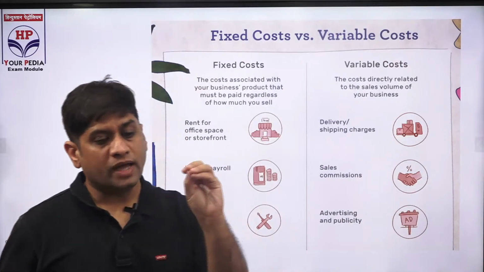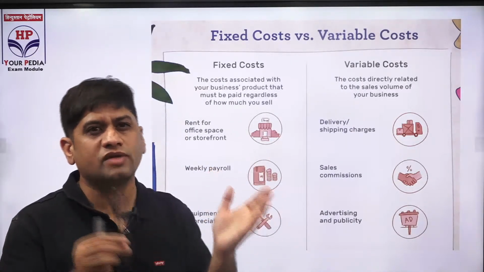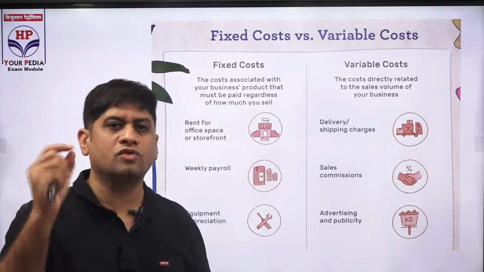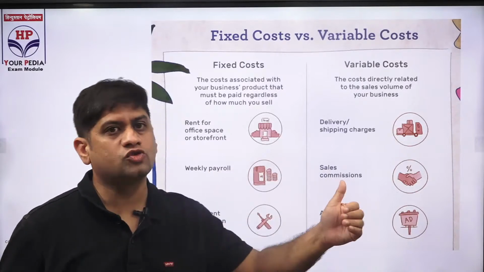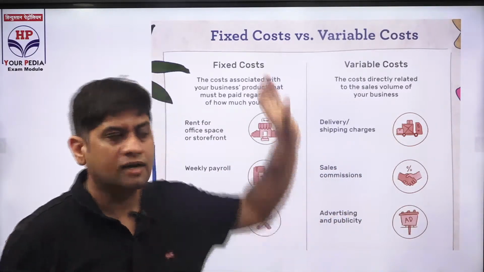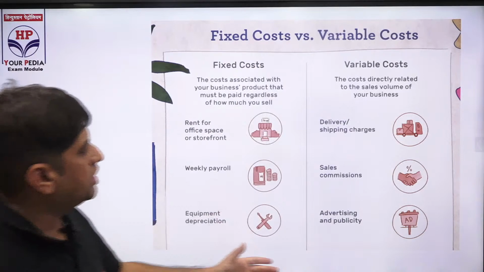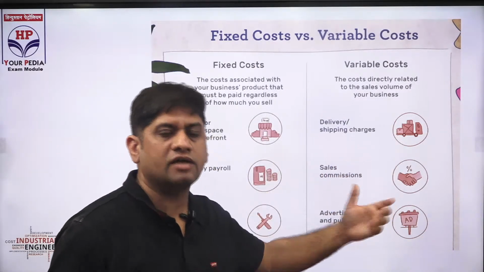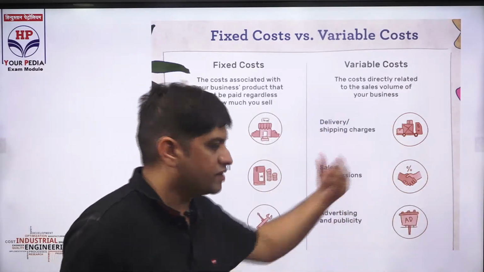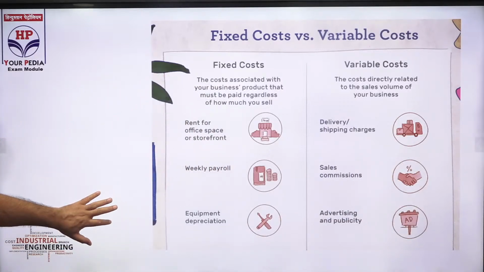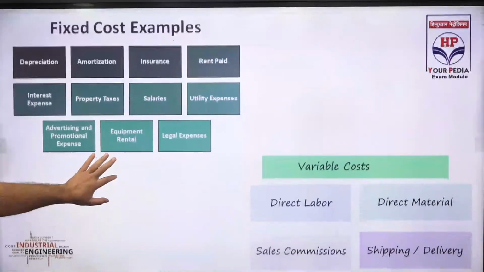Now in the exam one question comes where he gives you some names like depreciation cost. What is depreciation, fixed cost or variable cost? That is where you should know that interest, depreciation, etc. are fixed costs. He has already given you some examples, like sales commission depends upon sales, delivery or shipment charge depends upon the sale, and advertisement depends upon the sale. So this is how fixed and variable costs are there.